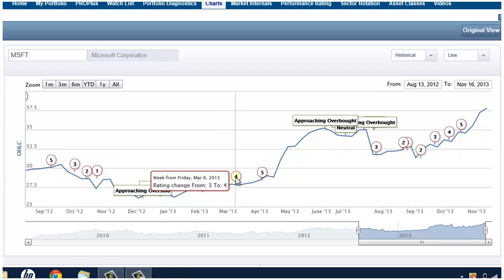Now remember, the greatest risk to reward trade is when a 4 moves to a 5. So if you're a little more aggressive, you want to start a position here at this 4 and take a full position at this 5. So your average cost is about $28.